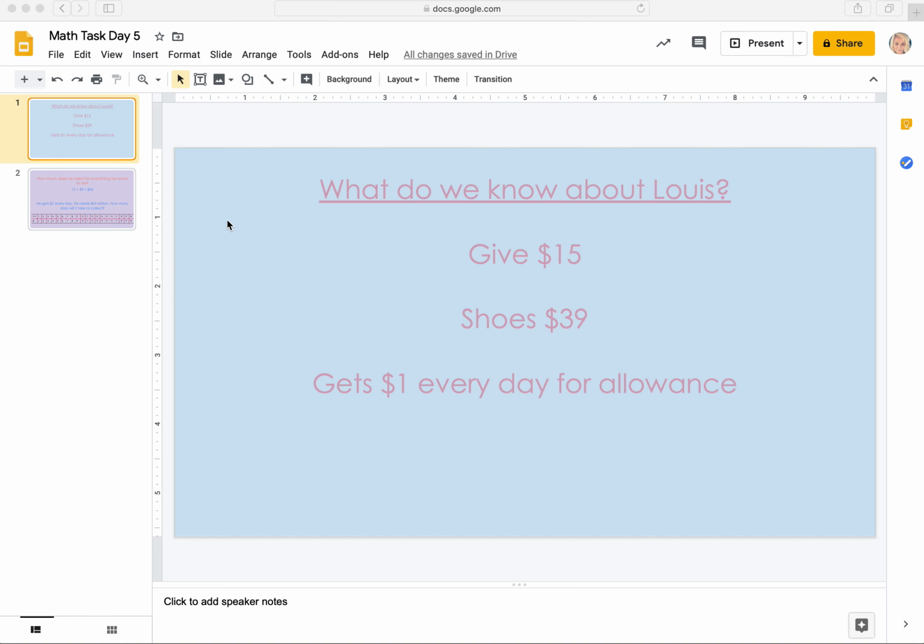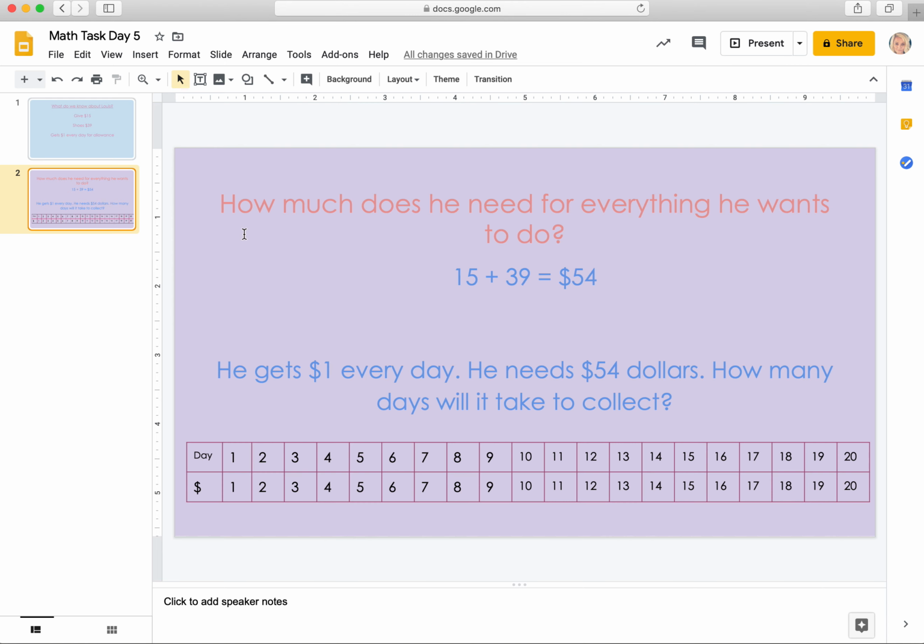Okay, so with that information, I'm going to go to this next slide and explain how we're going to figure out this answer using the information we already have. How much does he need for everything he wants to do? Basically, to figure out how much he needs, we're just going to add up those totals. He needs the $15 for the school supplies, and he needs the $39 for the shoes.